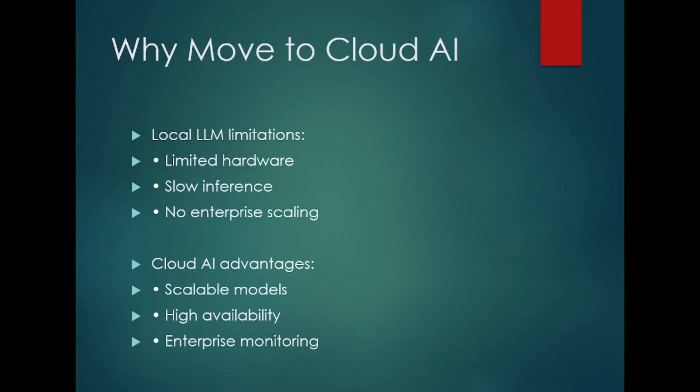This was already discussed in 15.5, but for those who haven't visited, the reasons for moving are limited hardware, slow inference, and no enterprise scaling. Evidently, in the cloud the product has additional facilities like scalability and high availability. Even though you are not using all the features right now, the reason for moving to the cloud is that you can leverage them when the right time comes. Right now we are only using the cloud, but these features will be used as the complexity grows in the upcoming days.